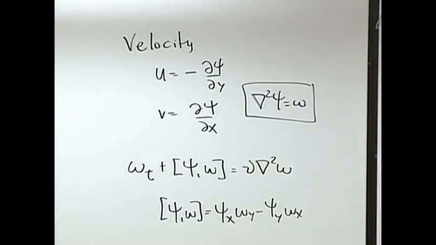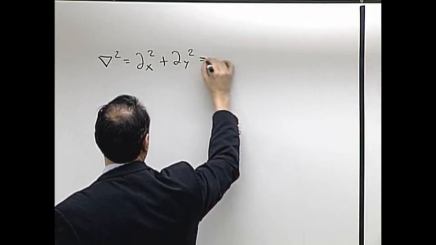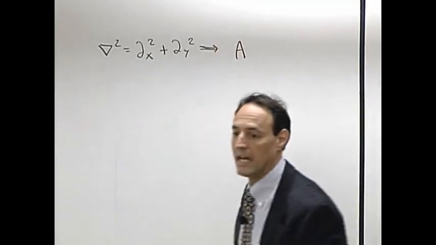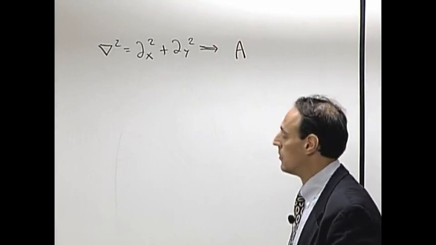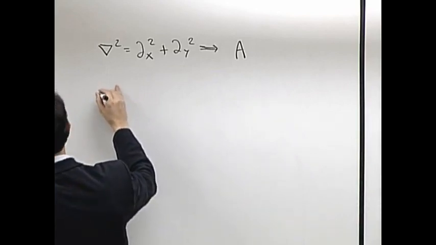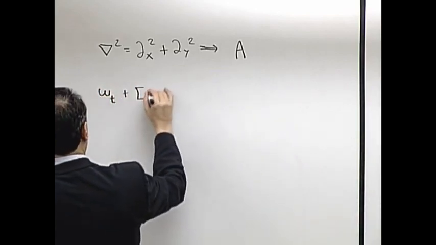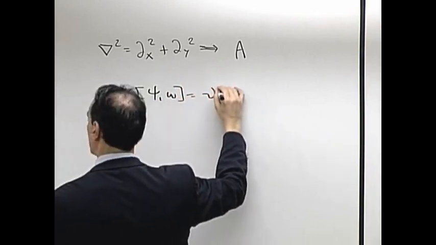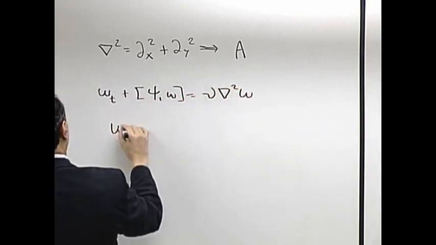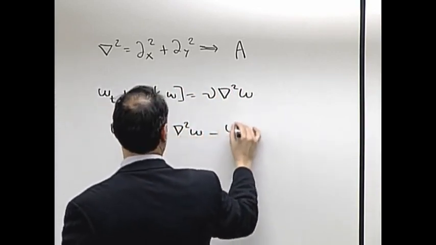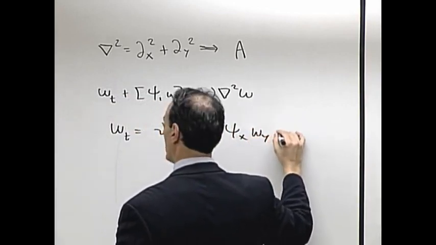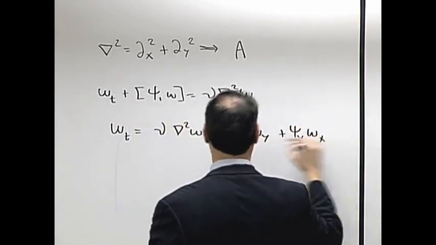So first of all, what we did find is that this Laplacian operator, which is 2 derivatives in x, 2 derivatives in y, is equivalent to a matrix A. So the matrix A does this for you. When I start to represent this in a MATLAB way, let me first think: omega t is equal to nu del squared omega minus psi x omega y plus psi y omega x.